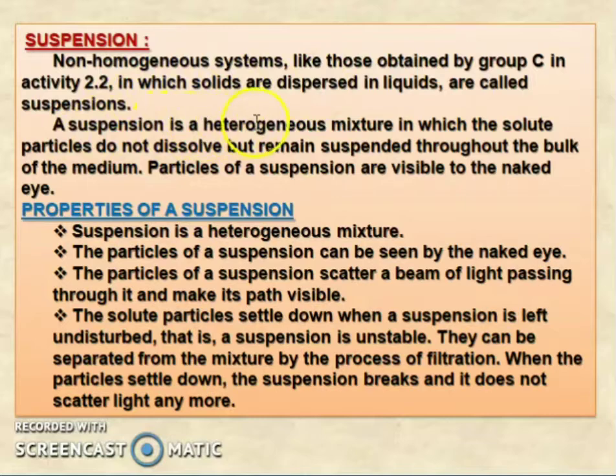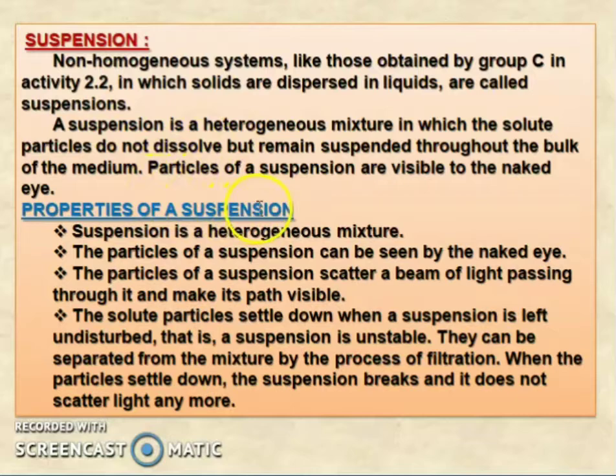A suspension is a heterogeneous mixture in which the solid particles do not dissolve but remain suspended throughout the bulk of the medium. The particles of suspensions are visible to the naked eye. So in suspension solutions, what happens? It is a heterogeneous mixture. You know what a heterogeneous mixture is. The solid particles will not dissolve, but will remain suspended in the solvent.